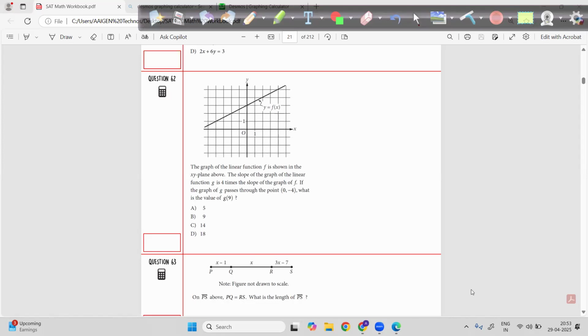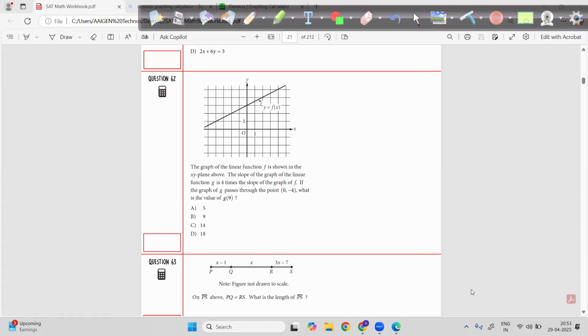Okay. So it is a linear function because the graph itself is given and the graph is a line. The graph of the linear function f is shown in the xy plane. The slope of the graph of the linear function g is 4 times the slope of the graph of f. So g is not shown. They're telling the slope of g is 4 times the slope of f. If the graph of g passes through the point 0, comma minus 4, what is the value of g of 9? Please do remember they did not give the graph of g, they gave the graph of f.